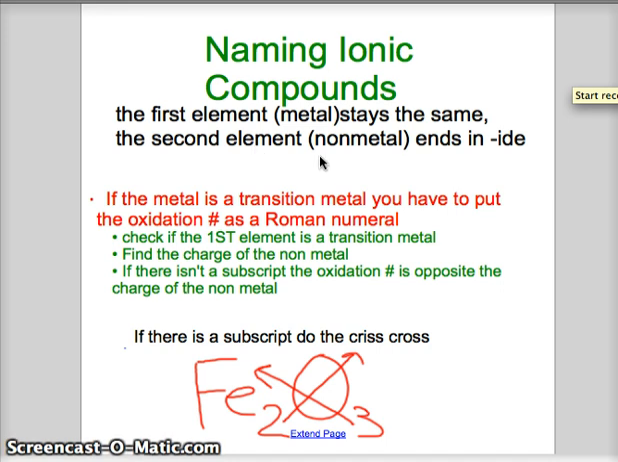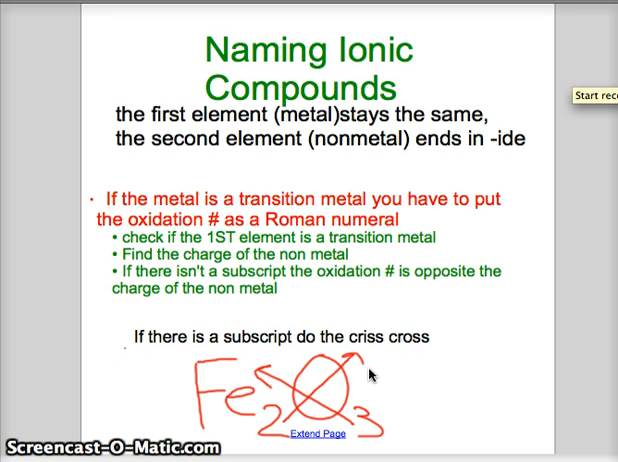The second element is the nonmetal, or the polyatomic ion. The nonmetal is going to end in IDE. The polyatomic ion has different rules. We'll get to that in a second. If the metal is a transition metal, like iron right here, you have to put the oxidation number as a Roman numeral. So first thing you do is check to see if it's a transition metal. Iron is. Find the charge of the nonmetal. So the charge of the nonmetal, oxygen, it's in group 6, so it would have an oxidation number or a charge of -2 because it needs 2 more valence electrons to get to 8, which it wants to.